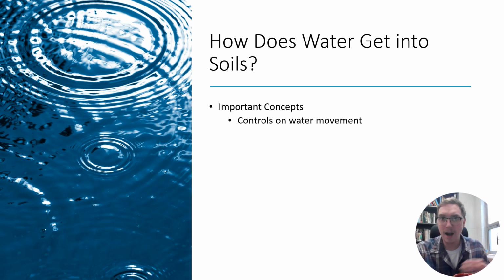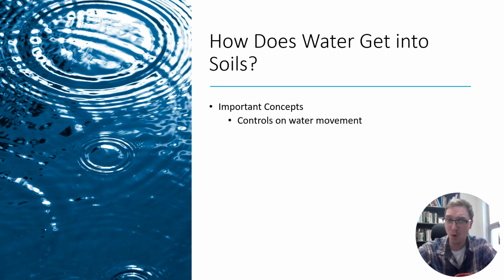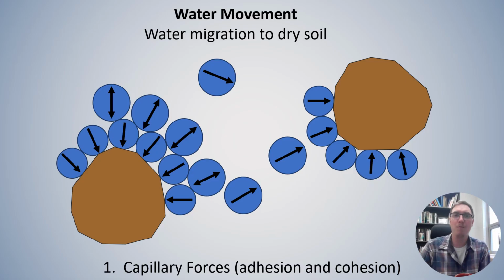All right, first off, how does water actually get into soil? What controls water movement? Well, capillary forces. Remember these forces that we talked about in the first lecture? These combined adhesive and cohesive forces. Water likes to stick with other water. It also likes to adhere to other things. So water loves cohesion and adhesion.